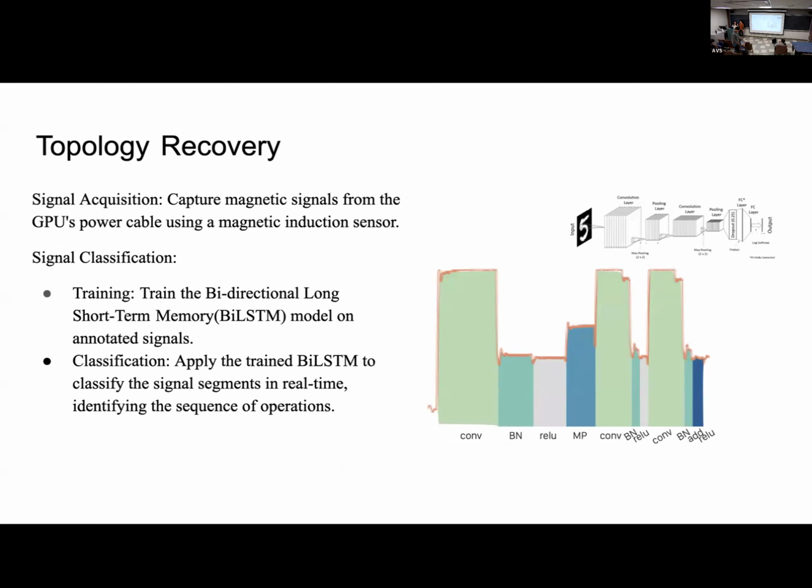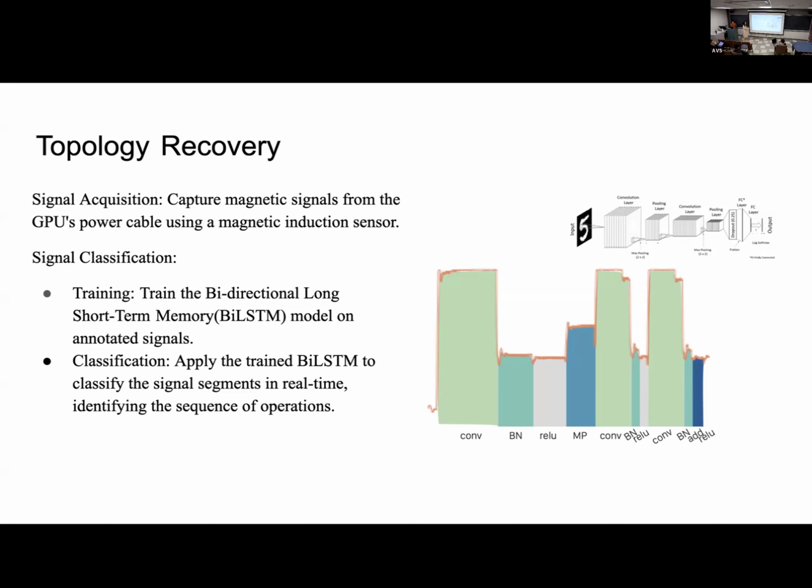Okay. Yeah. And there are two pieces of information the author wants to steal. The first part is the topology part, and another part is the hyperparameter part. For the topology recovery, the author will first capture the magnitude signals from the power supply using a sensor here. After they obtain this information, they will use it to train a bidirectional long short-term memory model. After training this model, they will apply it to classify these different signals into the different layers here.